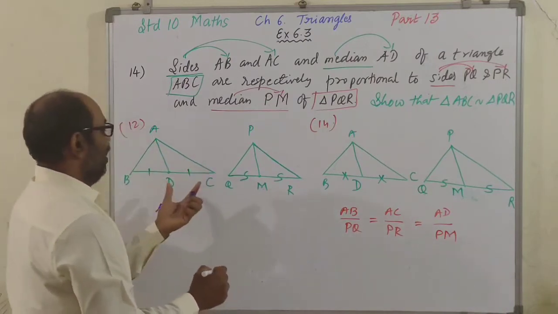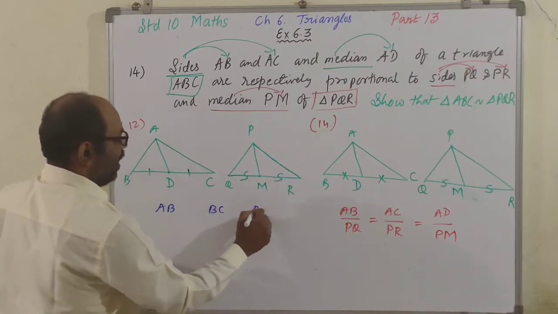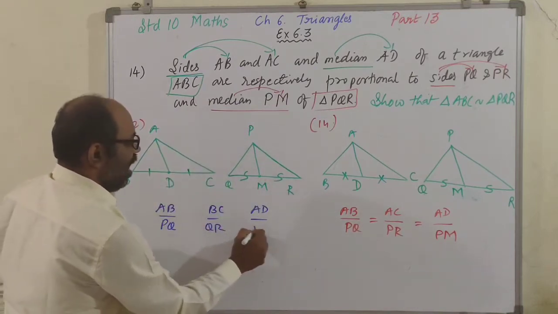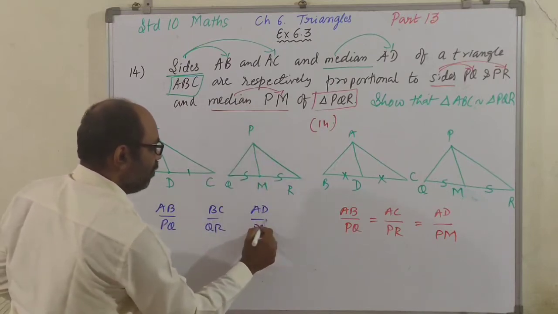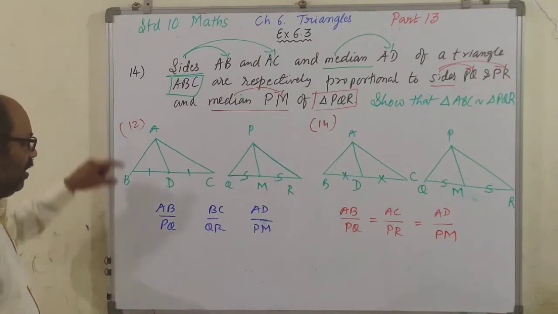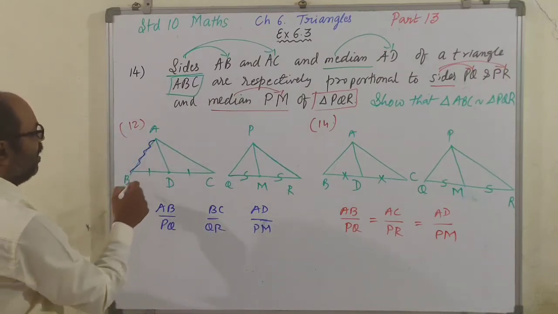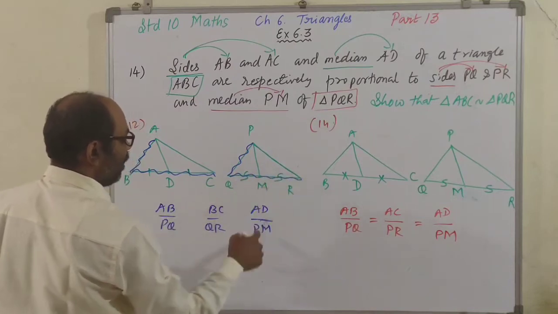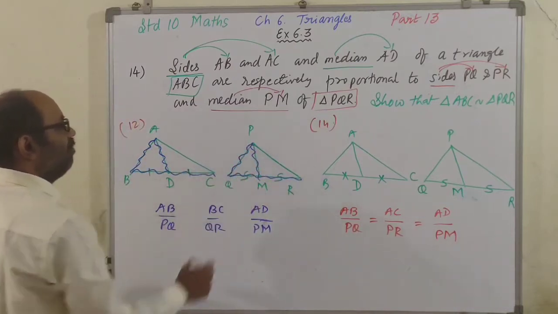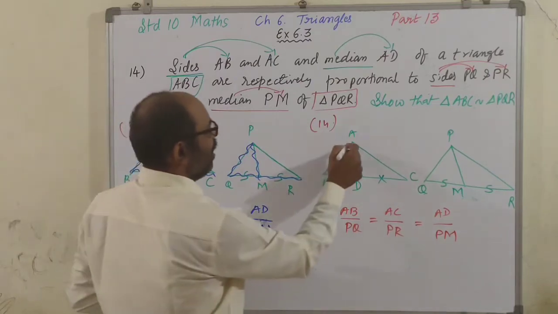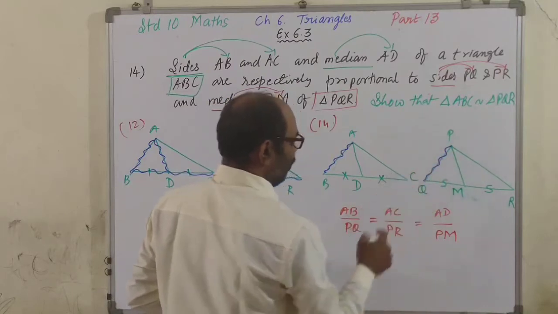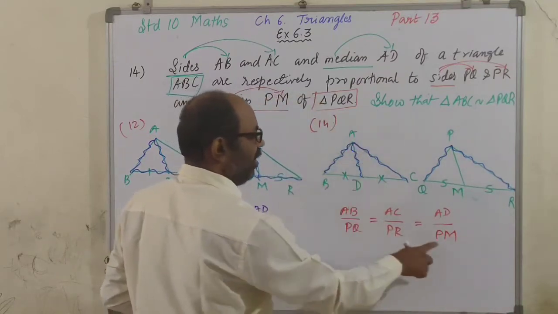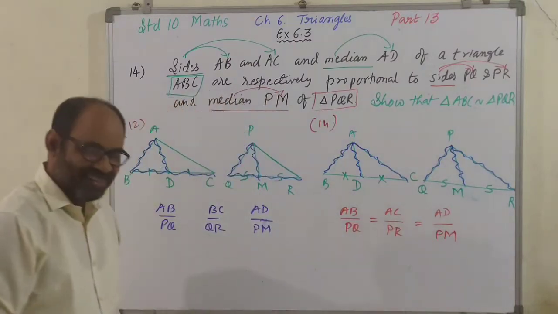And in number 12, AB, BC and median AD are proportional to PQ, QR and PM. Children, here AB upon PQ, BC upon QR and AD upon PM. This is it. And here AB upon PQ, AC upon PR and AD upon PM. Did you understand what the difference is?